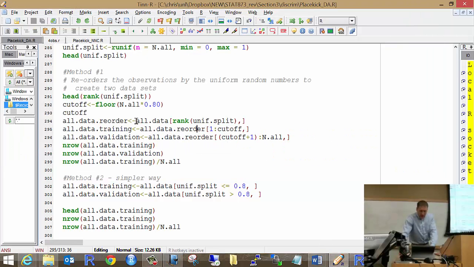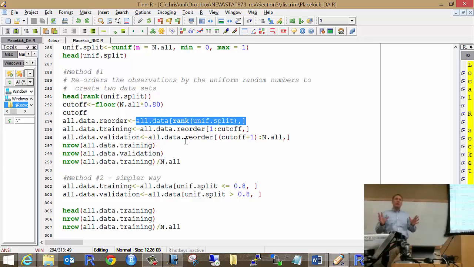And so what do you think is going to happen when I use those ranks as the row numbers of my data set that has all the observations in it? What do you think is going to happen? You think the code's not going to work? And you'll get a syntax error? They're going to be basically randomly sorted.